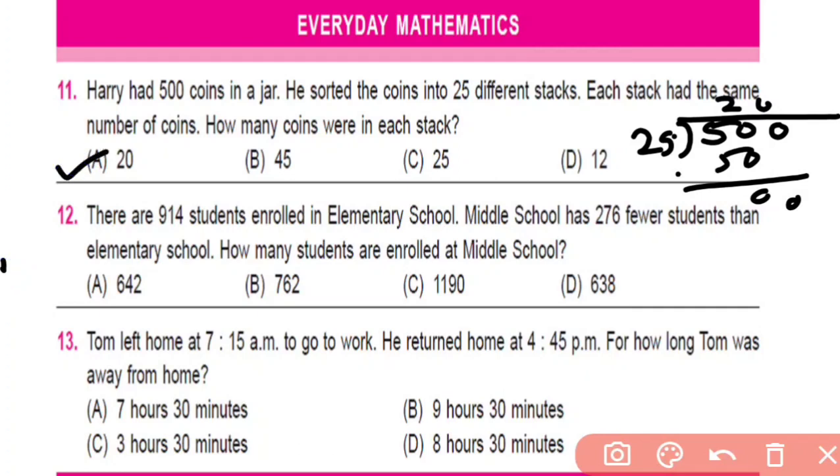Question number 12. There are 914 students enrolled in elementary school. How many students are in elementary school? 914. And middle school has 276 fewer students than elementary school. Means minus 276.